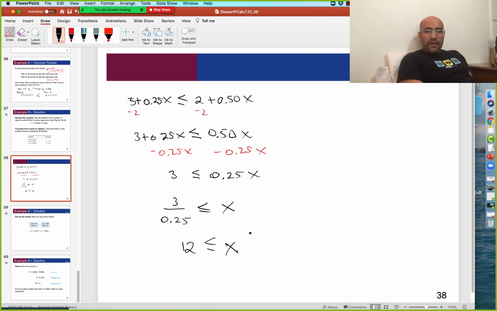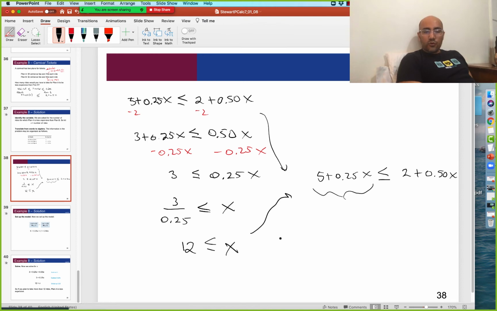So going back to here, we have 5 plus 0.25x less than or equal to 2 plus 0.50x. So at 12, you're going to find that both sides are equal to each other. But when you get larger than 12, 13 rides, 14 rides, 15 rides, you'll start to see that plan A is cheaper.